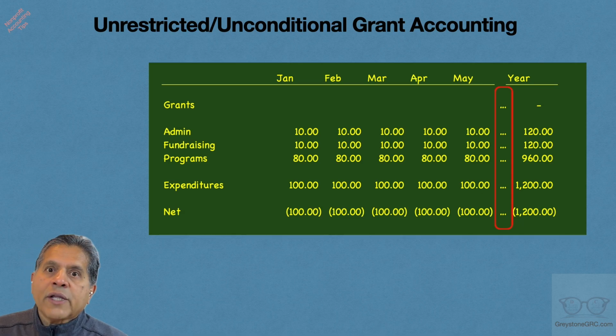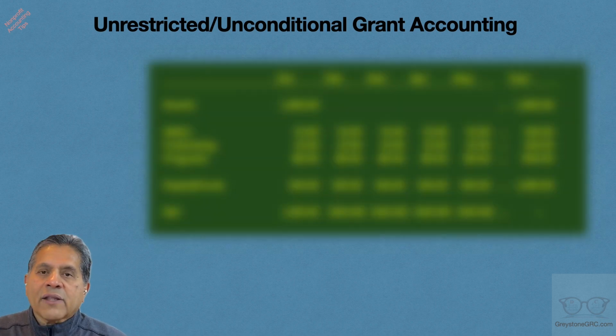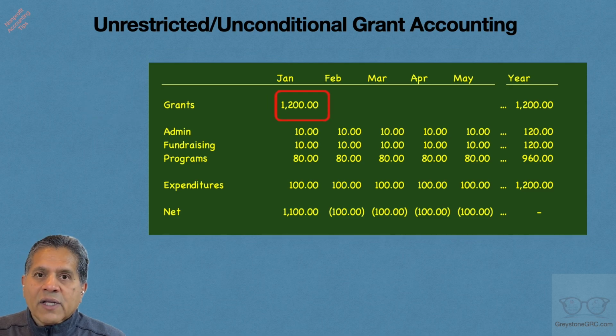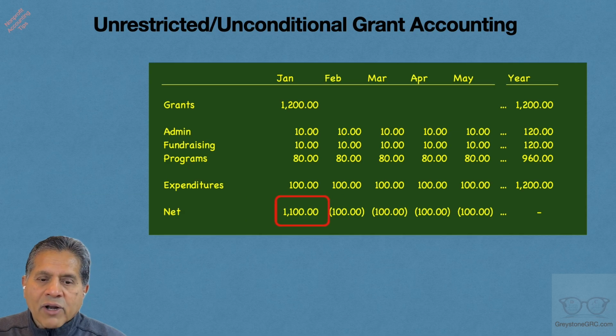So we know we need to raise $1,200 and we start a fundraising campaign for the $1,200. And lo and behold, we get the $1,200 in January. We get an award, a grant of $1,200 in January. When you book that revenue as GAAP requires, what you'll see is that the net income goes to $1,100 for January. And then for each month thereafter, you're looking at a loss of $100 a month, which ends the year with a nice net zero, meaning that you fully funded your operations for the year.